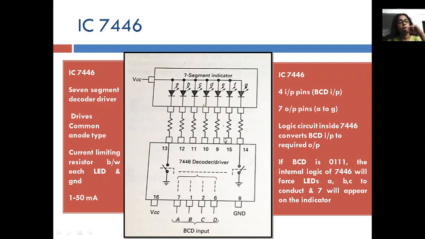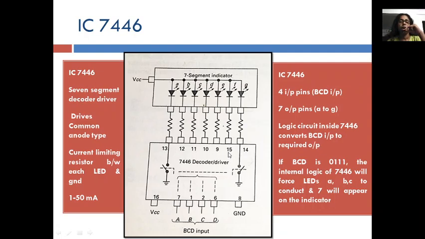And looking at the IC, here the IC has got 4 inputs, and these four inputs are the BCD input. In the last class we had learned the BCD to decimal converter. Actually this IC is a BCD to decimal converter. So this ABCD are the control signals, which is the BCD input, and the 7 outputs are from A to G. These are the 7 output pins that you can see here.